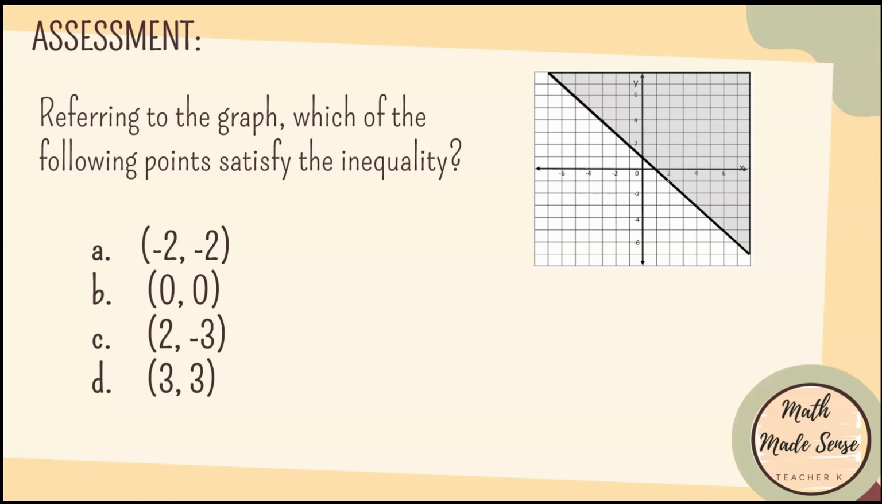Negative 2 is located here, so it does not satisfy the inequality. (0, 0) also doesn't satisfy the inequality. (Positive 2, negative 3) doesn't satisfy the inequality. How about (positive 3, 3)? So it's right here. So it's the only point located in the shaded region, hence the correct answer is D.